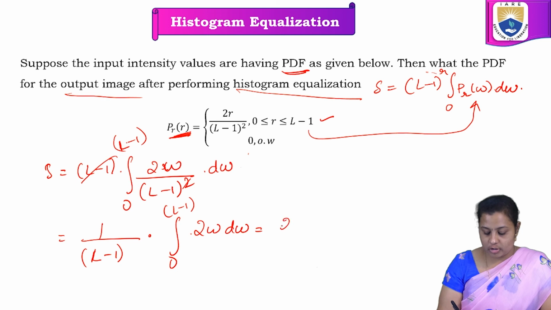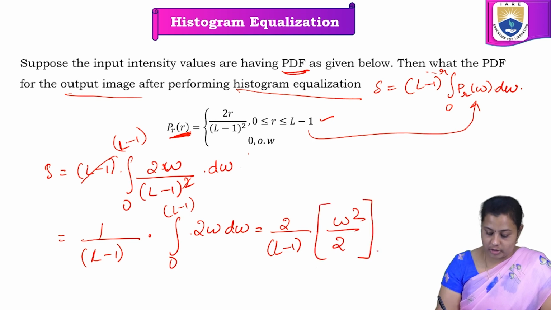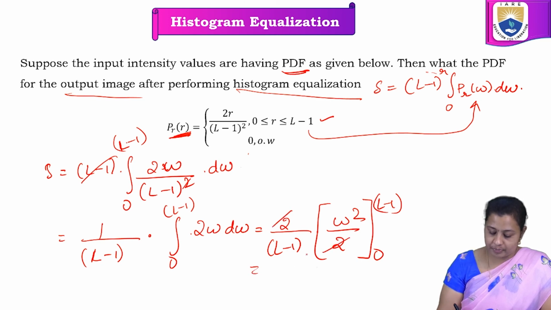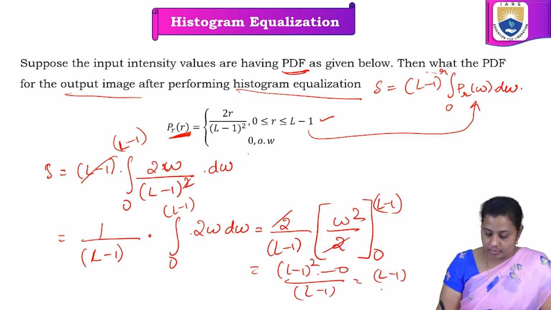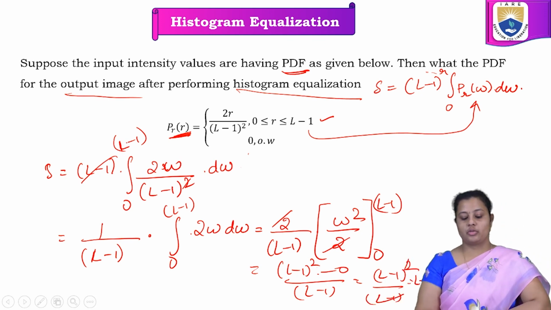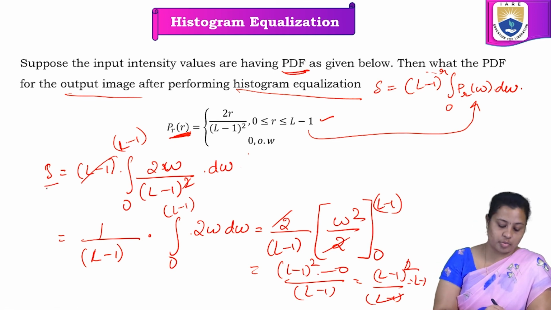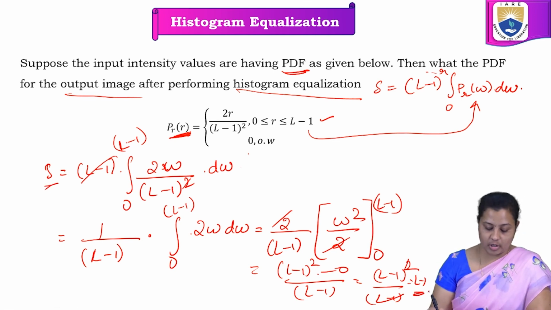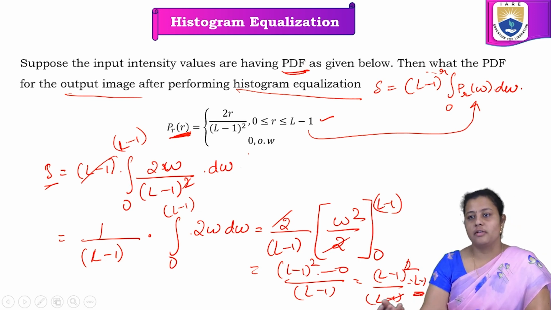What is the integration of W? It is 2 by (L minus 1) into W square by 2, evaluated from 0 to L minus 1. I can substitute this, which is (L minus 1) whole square minus 0 by (L minus 1). I get (L minus 1) whole square by (L minus 1), which is equal to L minus 1. So from this we see that the output intensity value S is a uniform density function, right?